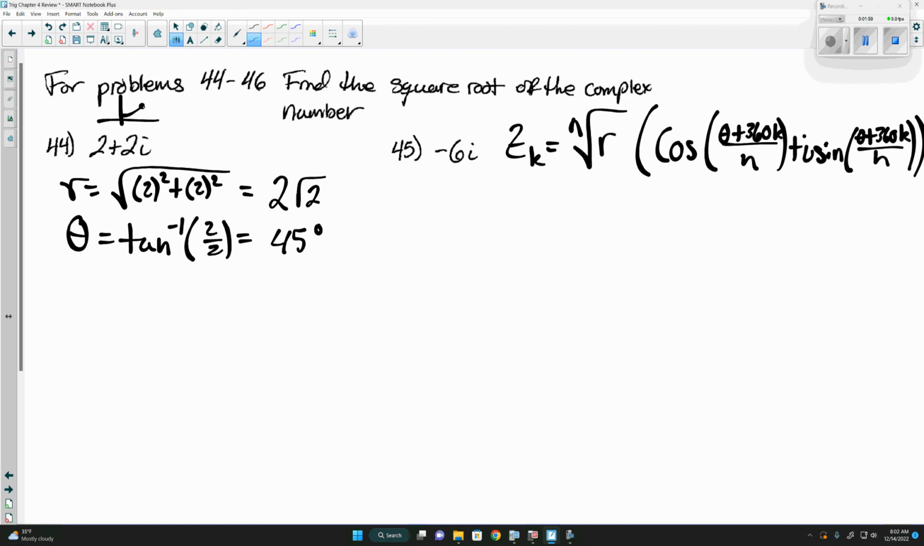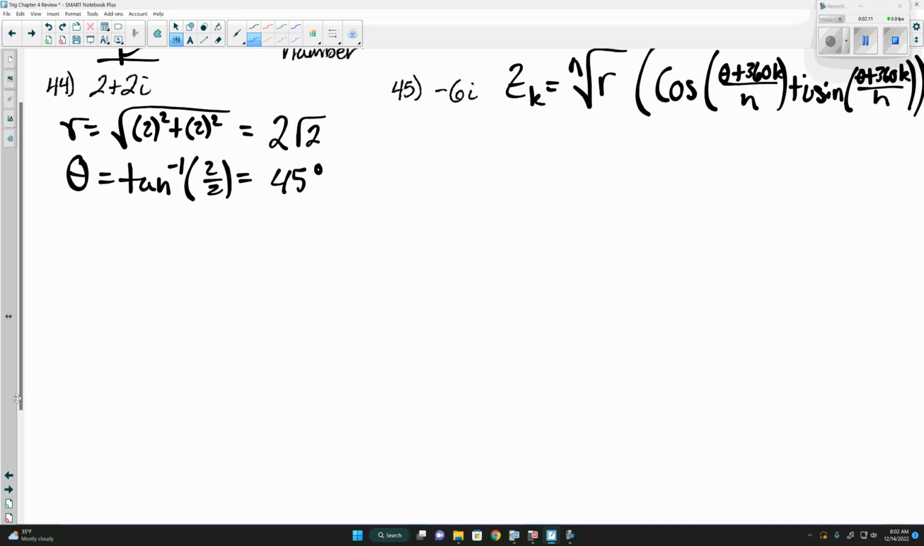The only reason we would need to do anything to the angle is if we're in another quadrant other than 1. So if we're in 2, 3, or 4, then we'll need to do something to the angle to get the correct measure. So at this point here, now we do have our n value. It is 2 because we're taking the square root. And our k values are going to be 0 and 1 because our k values are 0, 1, 2, going all the way to n minus 1. So since n is 2, the biggest value we can have is 1.